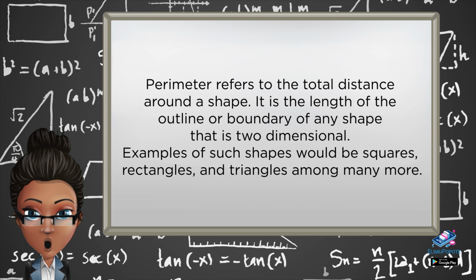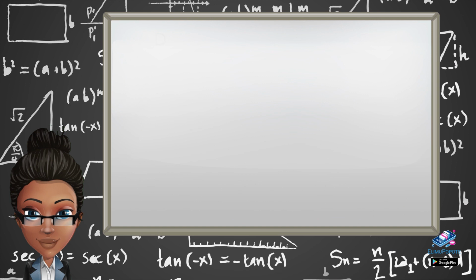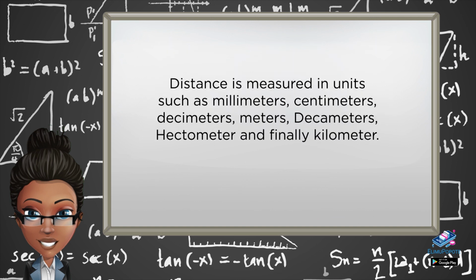Perimeter refers to the total distance around a shape. It is the length of the outline or boundary of any shape that is two-dimensional. Examples of such shapes would be squares, rectangles, and triangles, among many more. Distance is measured in units such as millimeters, centimeters, decimeters, meters, decameters, hectometer, and finally kilometer.